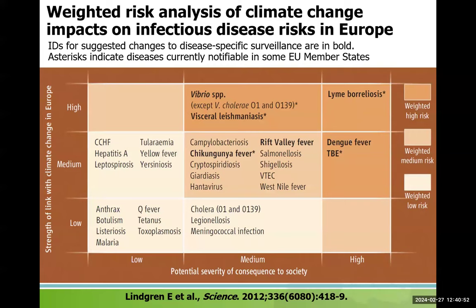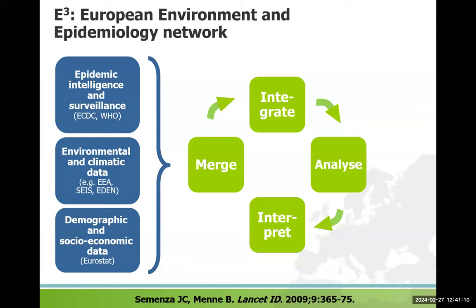However, there's one pathogen for which there is no continent-wide surveillance system, no reporting system, and that is the Vibrio bacteria. So Vibrio, these are not the cholera bacteria. These are Vibrio bacteria, like Vibrio vulnificus or parahaemolyticus, that are of concern.